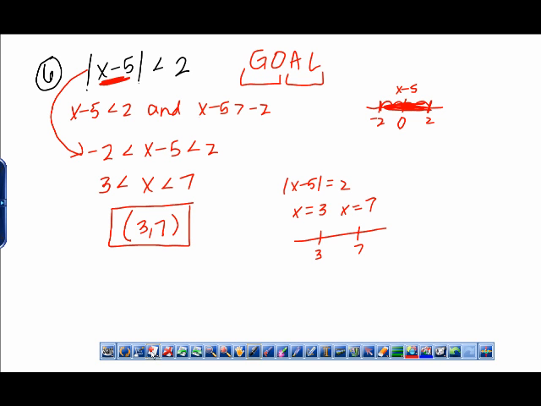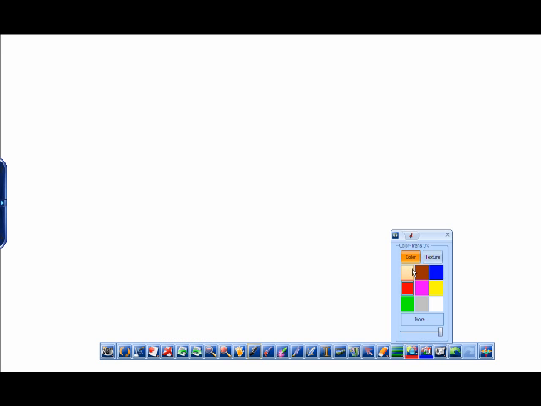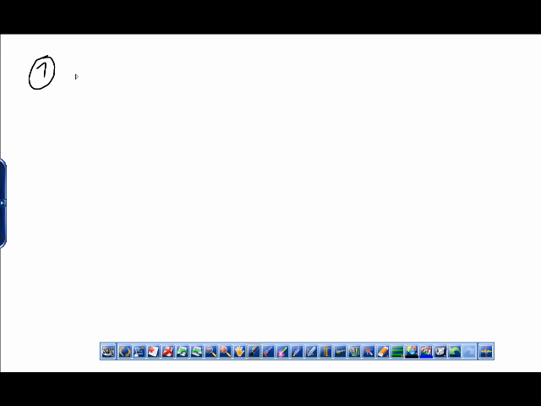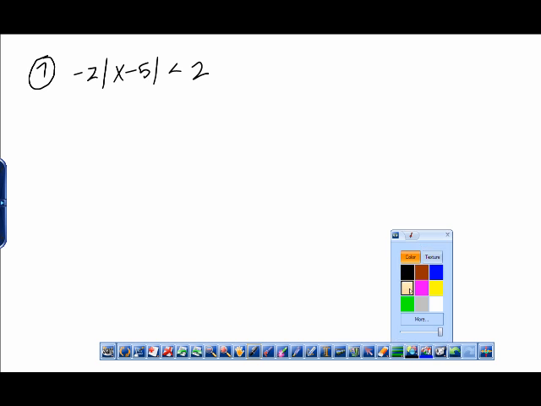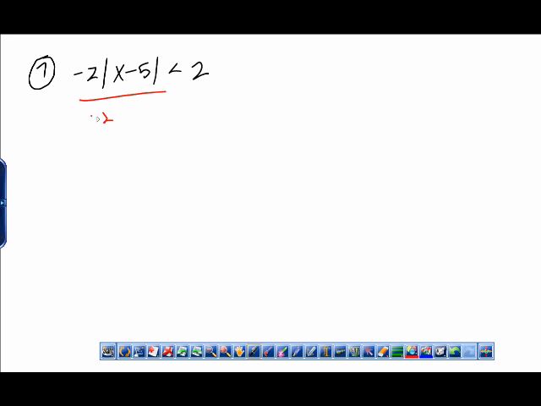Okay? All right. Let's try another one of these. Let's say you have negative 2 times the absolute value of x minus 5 less than 2. At first glance, this seems like another less than, but remember I said you always have to isolate the absolute value. So the first thing you have to do is divide by negative 2. And again, remember when you divide by a negative, that switches the inequality around. And so now you're thinking, okay, I have a greater than, so let's do the or statement.